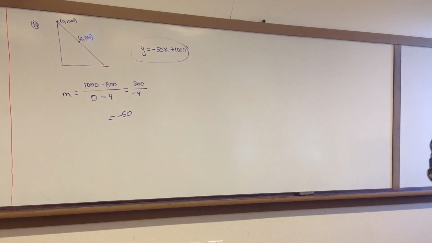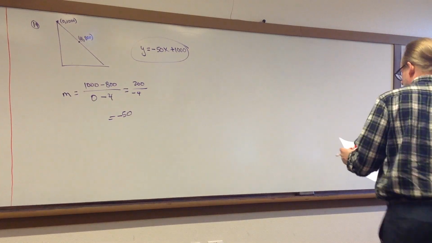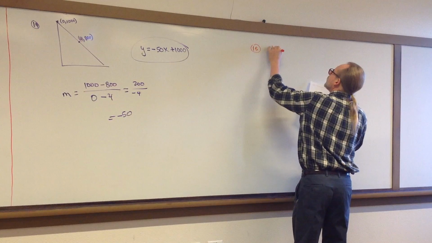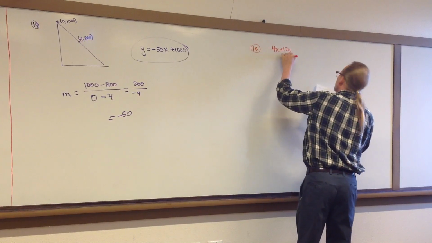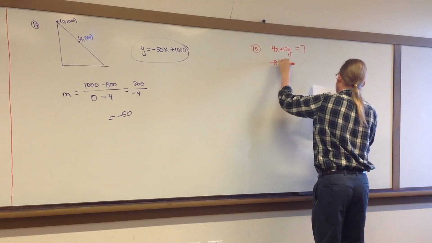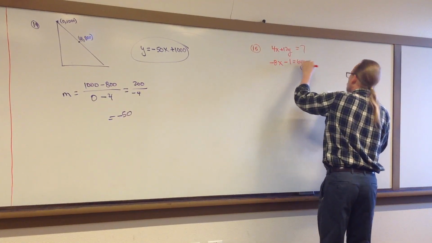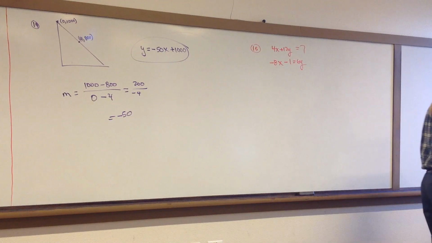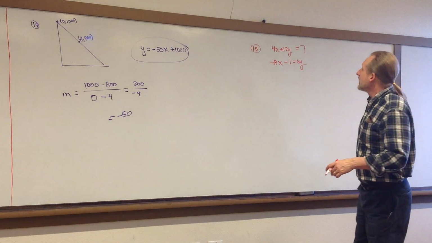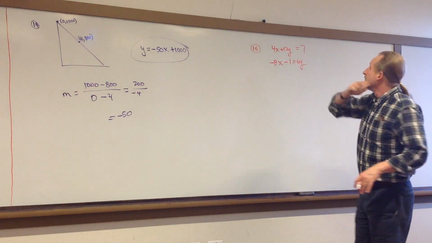Let's see, problem 15. So this is a system of equations. 4x plus 12y equals 7. Negative 8x minus 1 equals 6y. Well, this problem I think might work out really nicely to eliminate one of the variables, but we don't have it set up to do that.